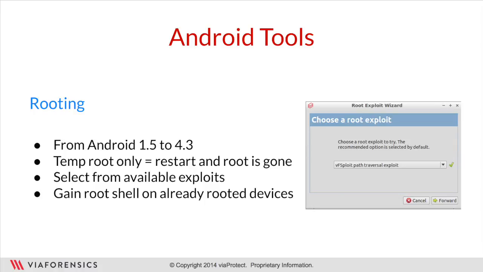One requirement we have as a forensics product is the root exploit must only give temporary root. Obviously, making any permanent changes to the device is a big forensics no-no. So we try and avoid that, and we just give you those temporary roots, so once the device has been restarted, the root is gone and the device is back to normal.